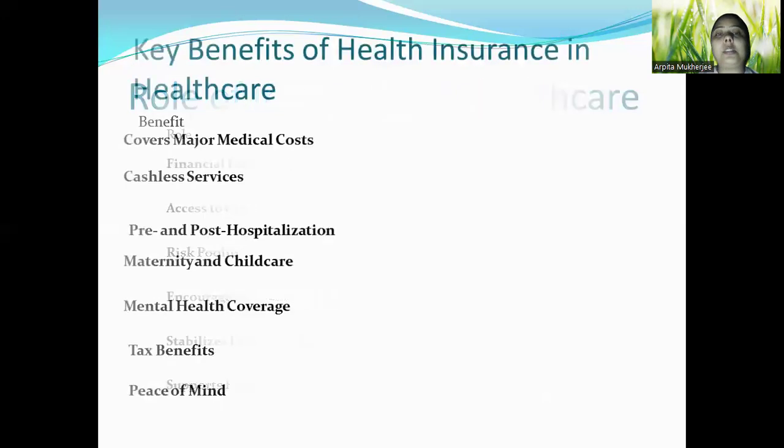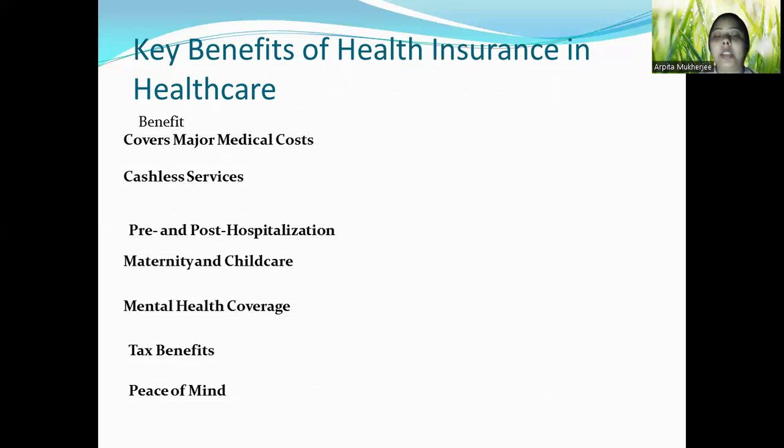The key benefits of health insurance in the healthcare sector are: first, it covers major medical costs, which include hospitalization, surgeries, diagnosis, treatment, etc. It offers cashless services, where many insurers offer direct payment to the hospitals and no upfront payment is required. Pre and post hospitalization: it covers expenses like tests and follow-ups, where your pre-treatment and post-hospitalization care are all covered.